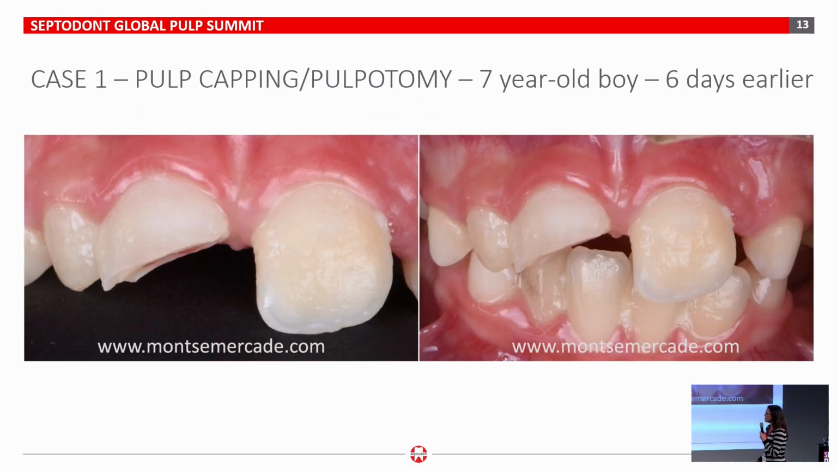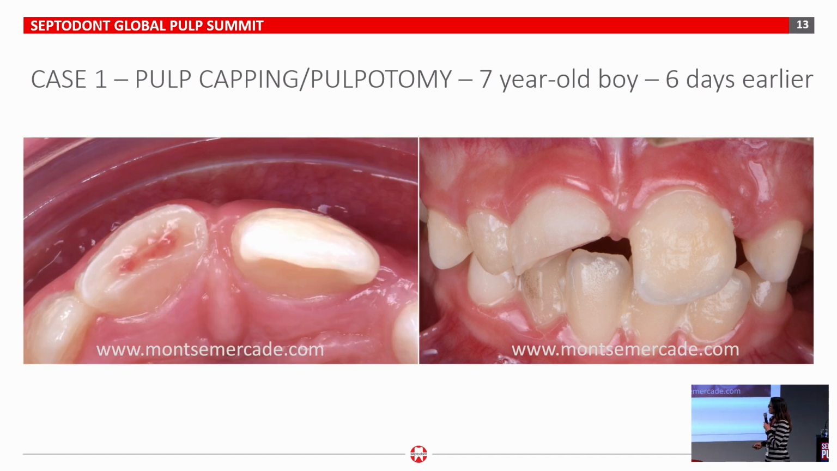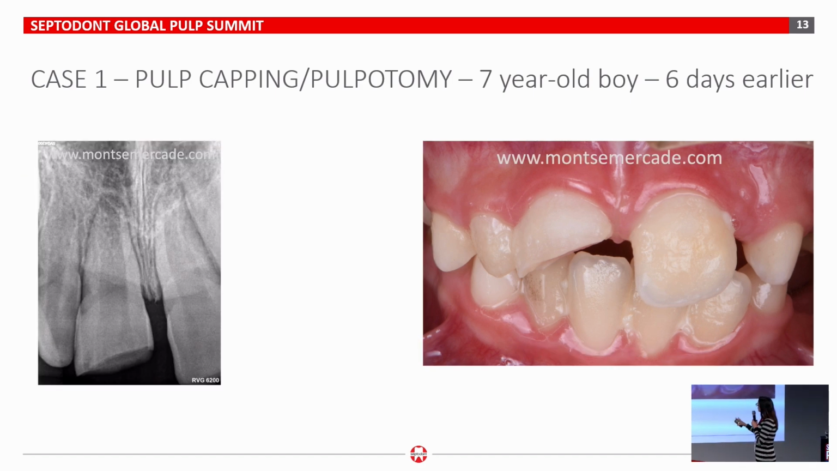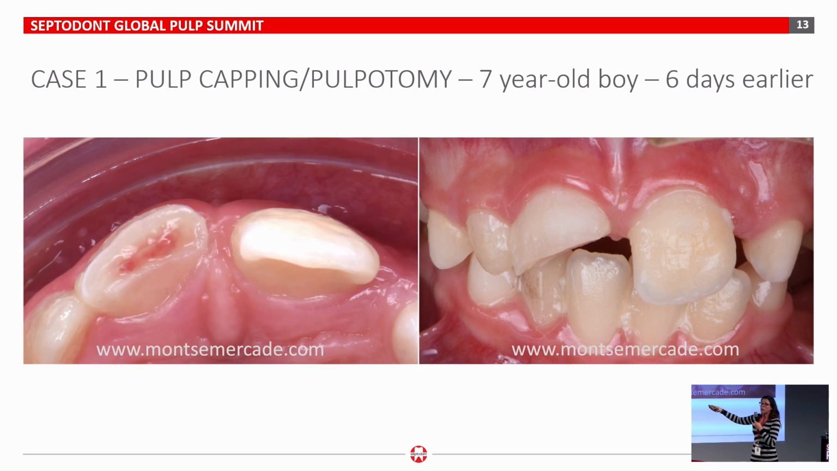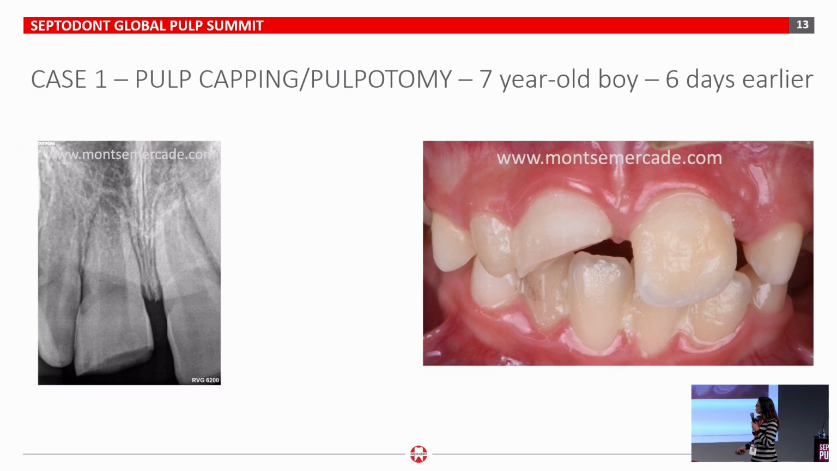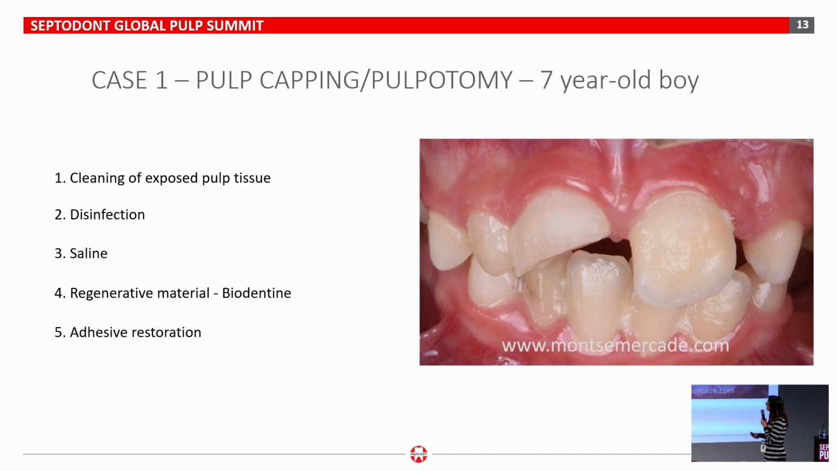And here is the first case. It's a boy, 7 years old, that had a trauma 6 days earlier. And he didn't go to any dentist, so after 6 days he was referred for doing the root canal, as I have to tell you. But look at the nice pulp tissue there. So with an open apex, no root canal at all, because this pulp is vital, as you can see.